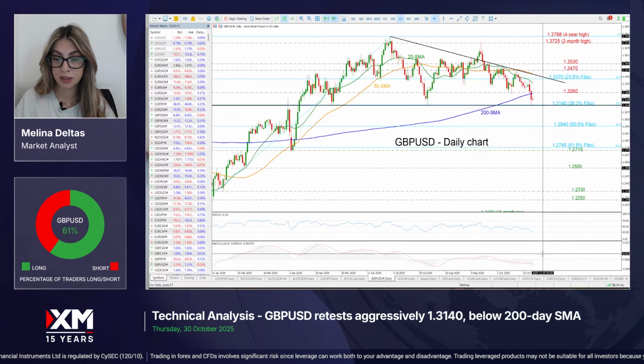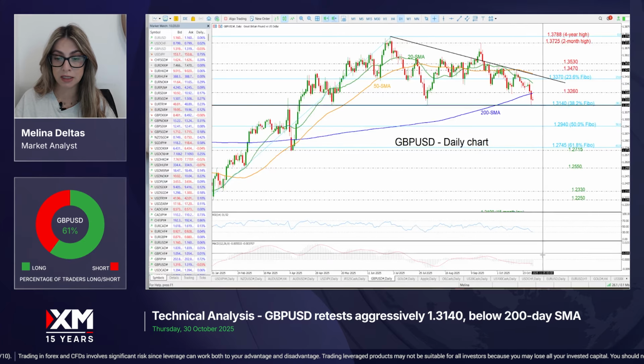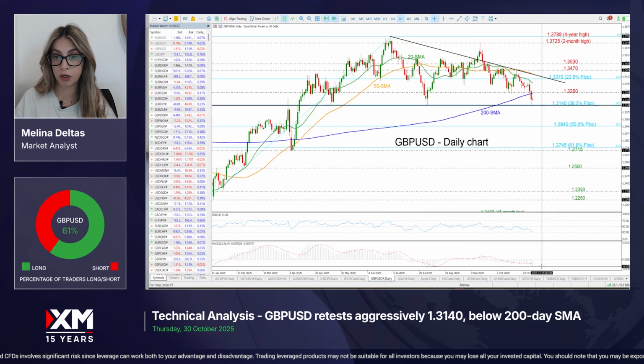Now, having a look at the technical oscillators, the RSI is holding near the 30 region and the MACD is extending its negative momentum below its trigger and the zero lines.